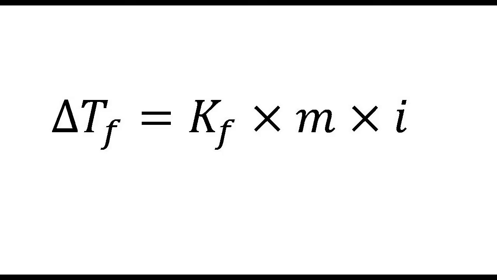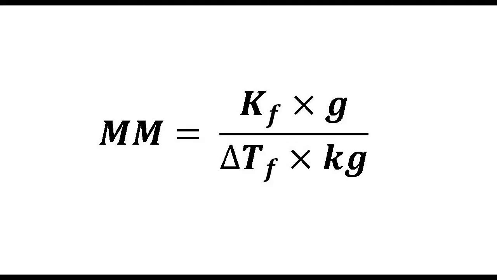The main thing you need to know going into this lab is the equation that shows the relationship between the freezing temperature and the number of moles of solute added. The equation is delta T of freezing equals the freezing point depression constant times the solution's molality times the Van't Hoff factor. Because we're not dealing with ionic compounds, the Van't Hoff factor i is equal to 1, and therefore it need not be included in our calculations. The equation can be rearranged to show that the solute's molar mass is equal to Kf times grams of solute all over delta Tf times kilograms of solvent.